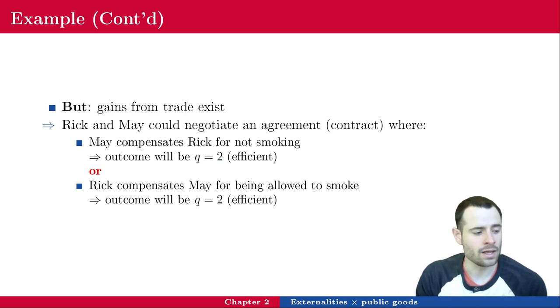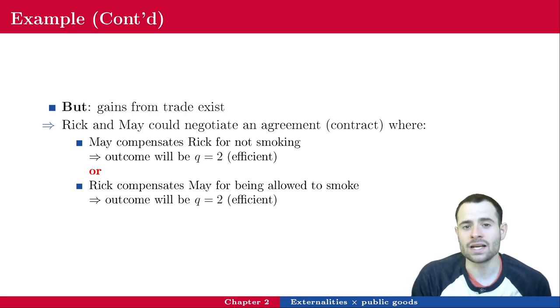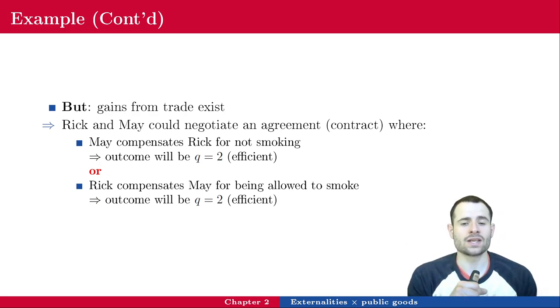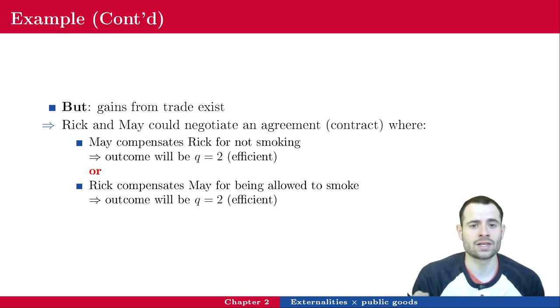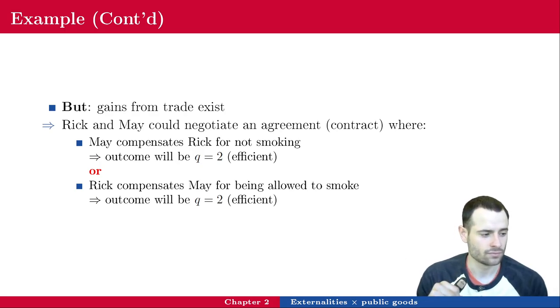If Rick pays May, so somebody asks if Rick can pay May enough to smoke the original Q equal to 4. The idea is that if Rick is paying May to consume cigarettes, he's going to have to pay an extra cost on top of paying for the cigarettes. So not only does he have the cigarettes, he brings them home, but then he has to pay an extra cost to May for each cigarette he wants to smoke. Because of the extra cost, he will not have an incentive to smoke Q equal to 4. He will want to stay at 2. Beyond 2 cigarettes, it's going to become too expensive. That will be the idea.